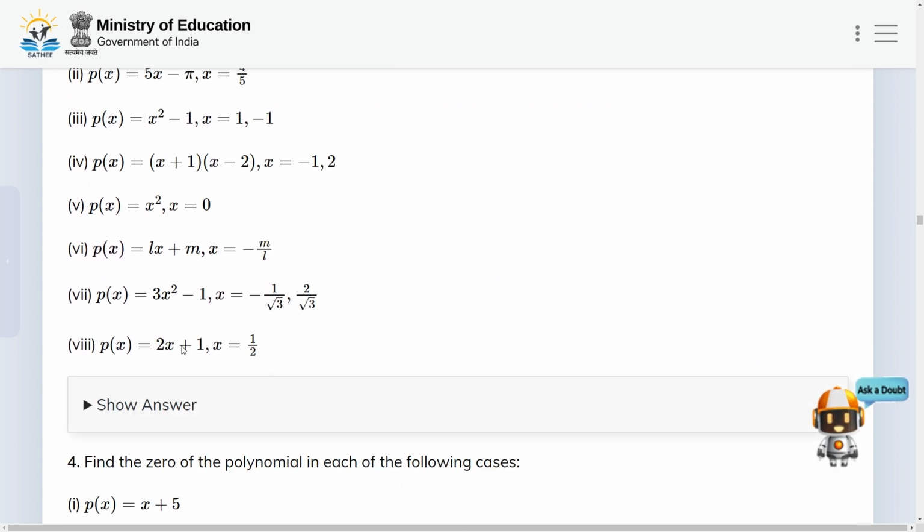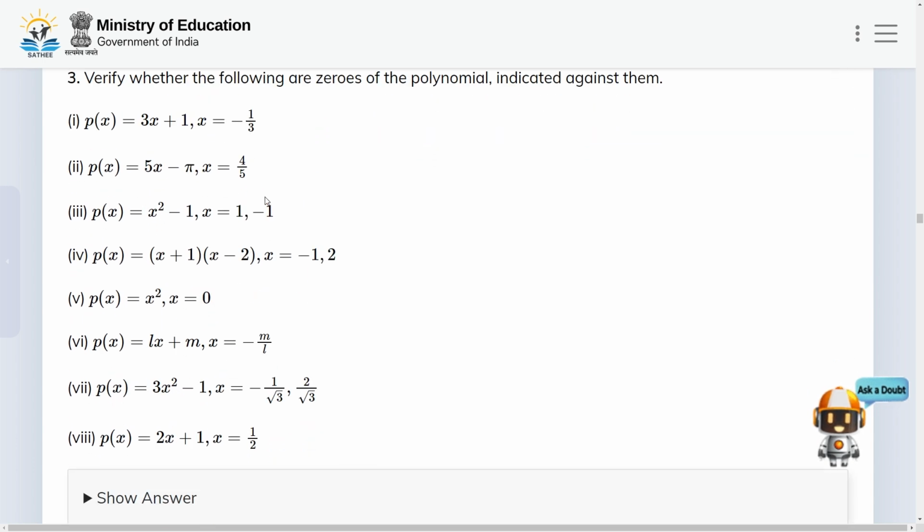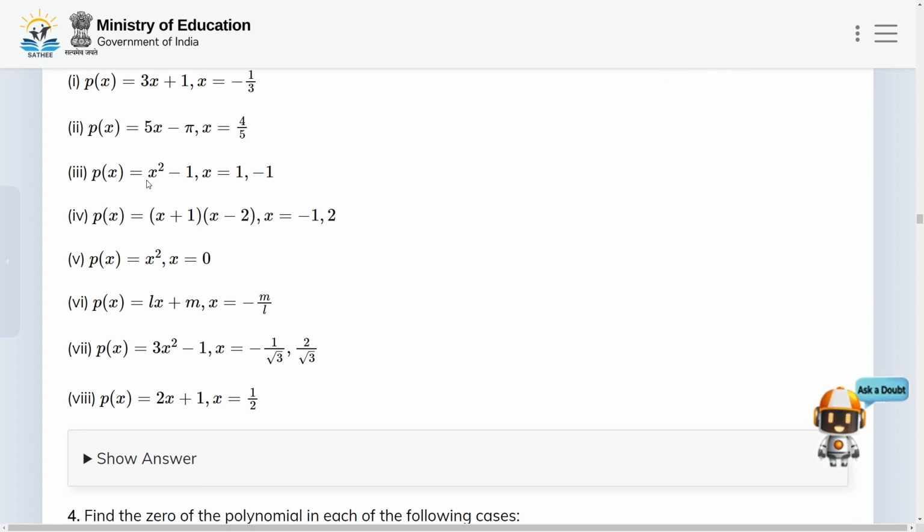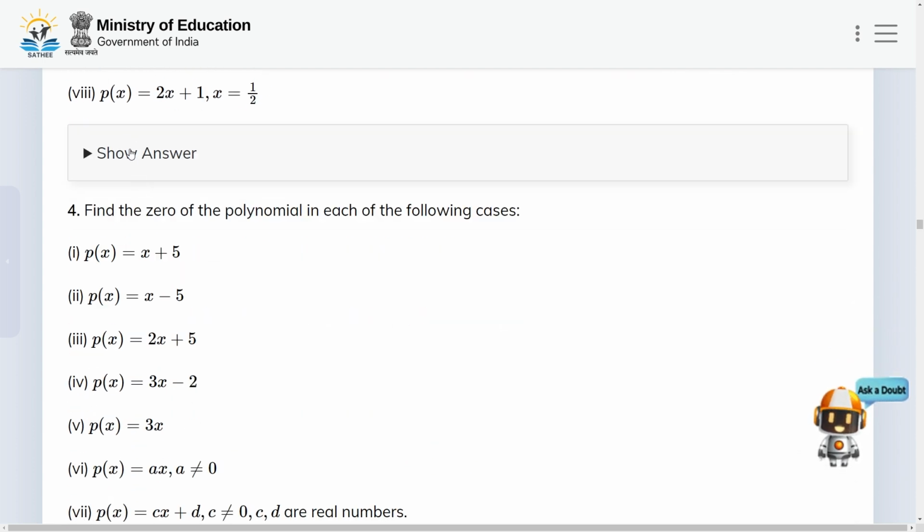So in the next problem, here we have to verify whether the following are zeros of the polynomial indicated against them. Okay, so first we have p of x is equal to 3x plus 1. So we need to verify whether x is equal to minus 1 by 3 is a 0 of p of x is equal to 3x plus 1. Okay, so let us verify it.